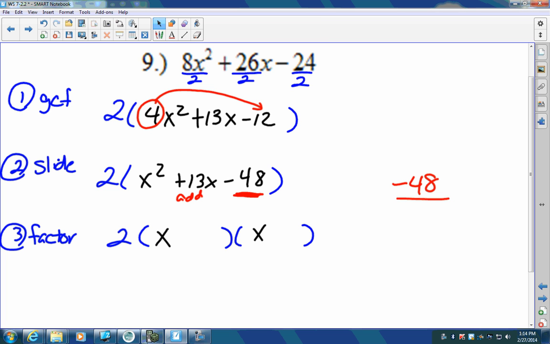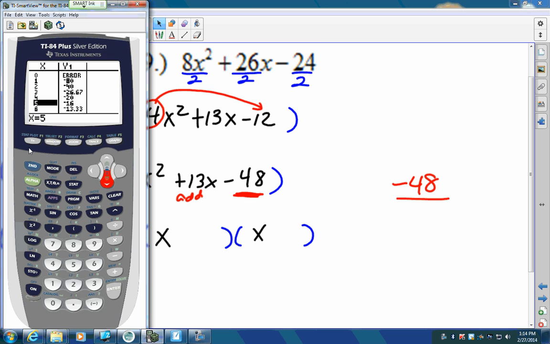So let's go to that bad boy, that handy dandy calculator. And I'm going to put in there negative 48 divided by x. Second graph. I need them to add up to be 13. Look at the first ones. 1 and negative 48, that gives me negative 47. 2 and negative 24. That's what, negative 22? 3 and negative 16.